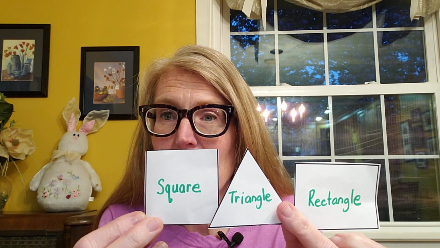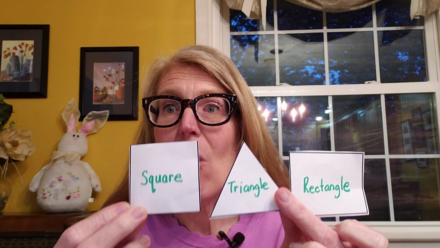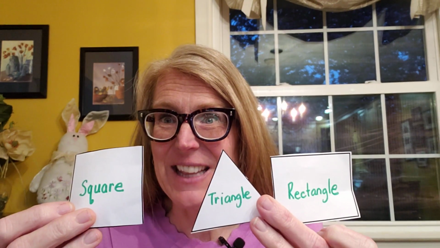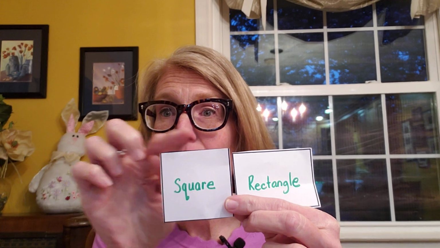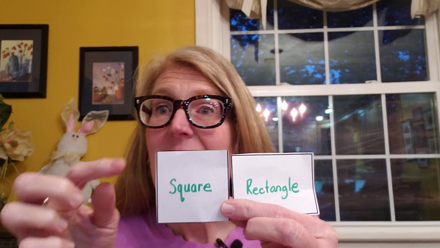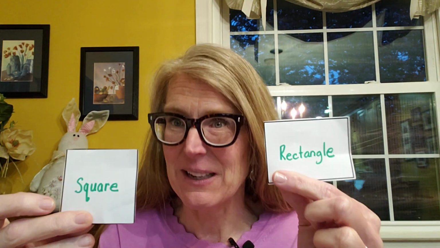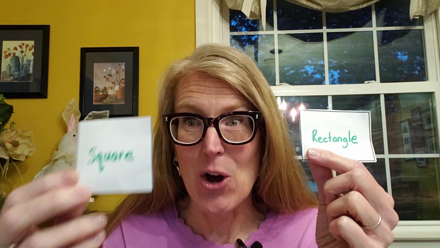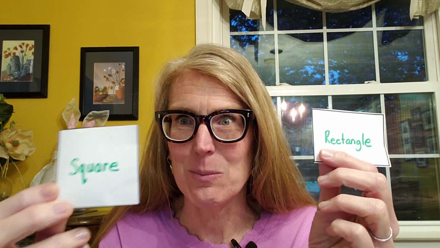So let's take a look at the square, rectangle, and triangle. These 3 flat shapes all have sides and they all have vertices. Do you remember what a vertex is? The vertex is the corners, the points, exactly. Now the rectangle and the square both have 4 sides and 4 vertices. But the difference is the rectangle has 2 long sides and 2 short sides, and the square sides are all equal. That's what makes a square special, because all 4 sides are equal, okay?